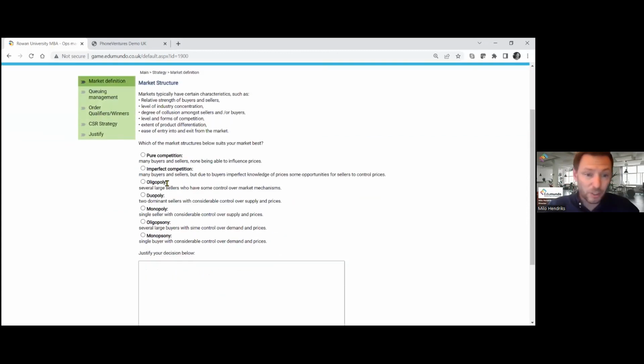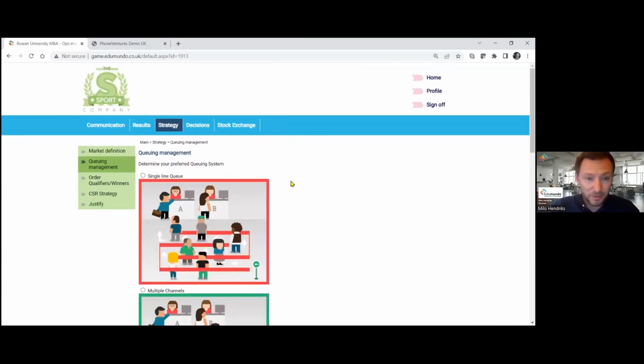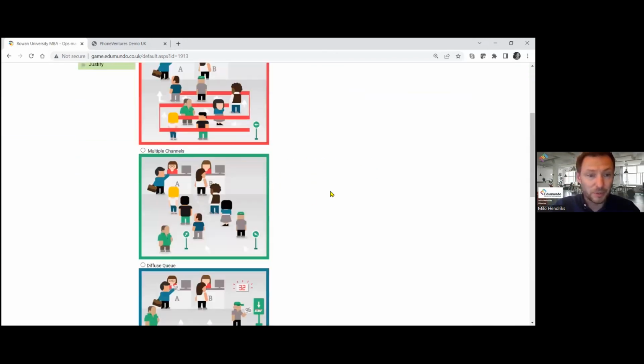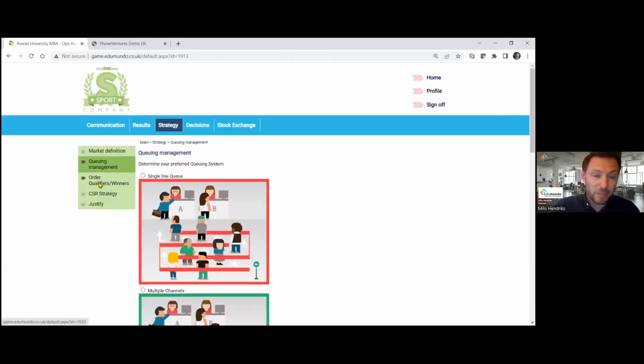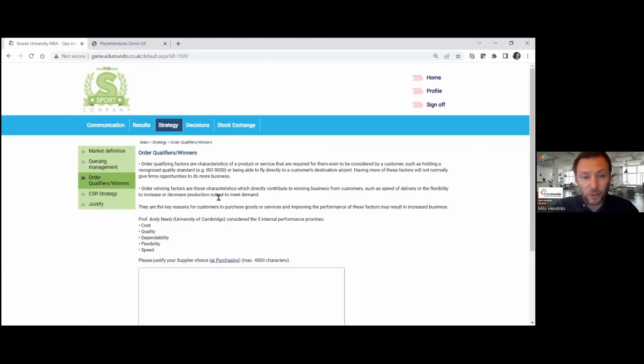For example, what's your market structure? Or how would you deal with queuing management, single line queue or multiple channels? And then they also have to justify and based on their queuing disciplines. Other stuff here is about order qualifiers, order winners, which is a theory developed by Andy Neely from Cambridge in the UK. The CSR strategy, for example, as well.